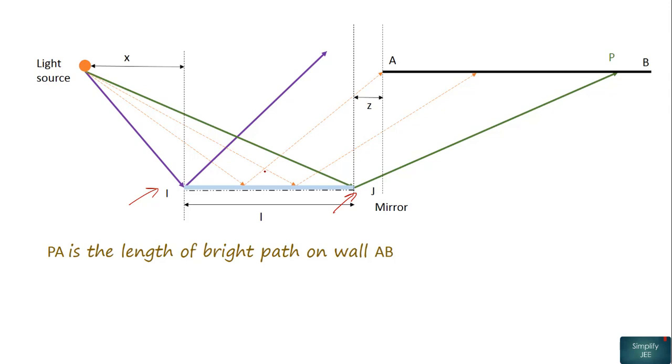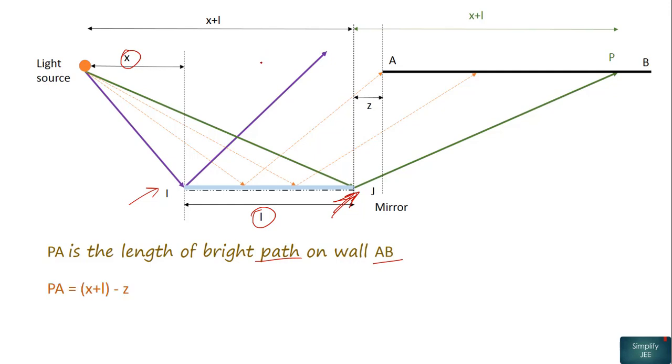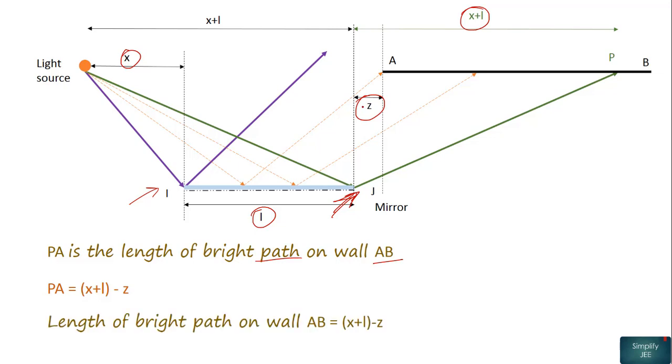Hence, PA here is the length of bright path on wall AB, and the edge J is at a distance of L plus x from light source. Hence, point P will be at a distance of x plus L units from edge J of the mirror. Hence, PA will be equal to x plus L minus z units in this case, and the length of bright path on wall AB will be equal to x plus L minus z.